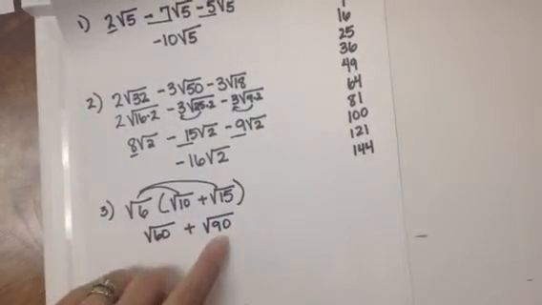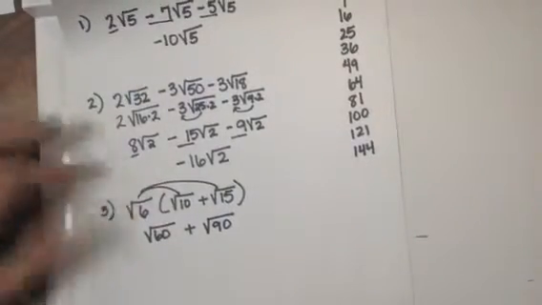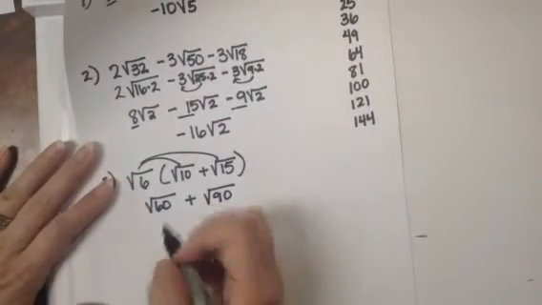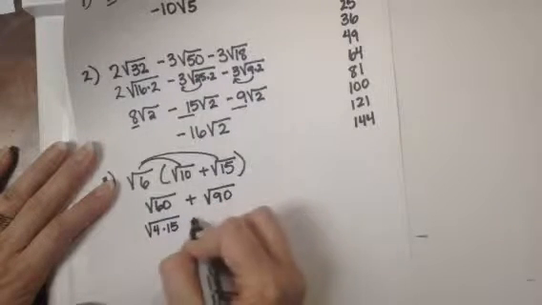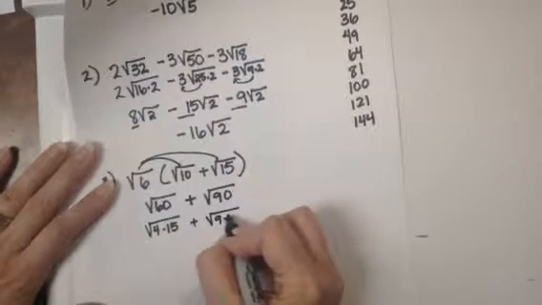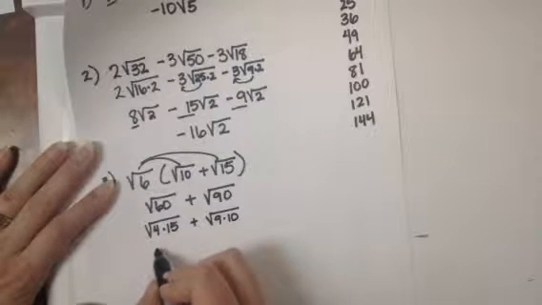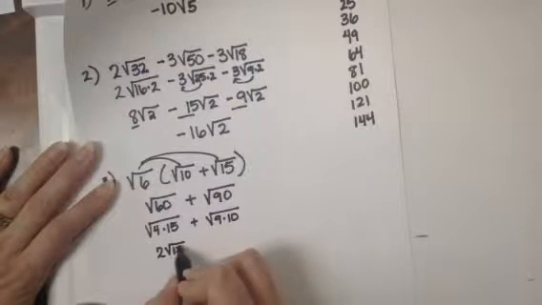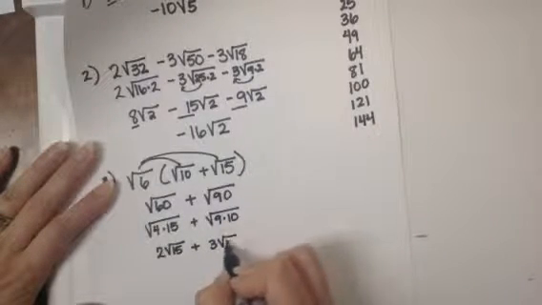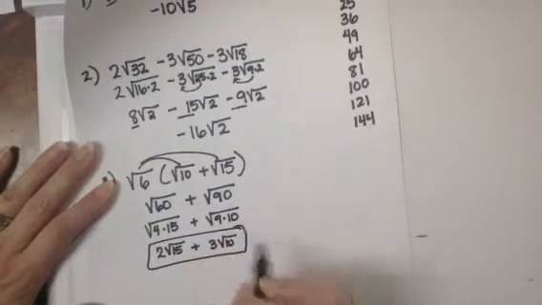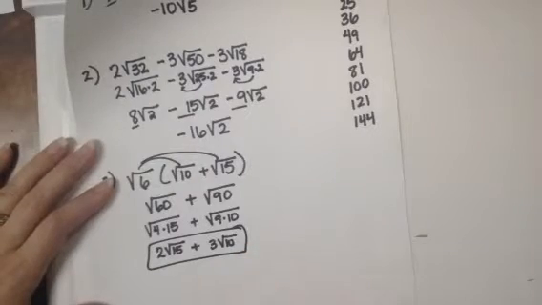And then I check to see if these can be simplified like I've done before. Again, I've got my perfect squares list. This is going to be 4 times 15 plus this one's going to be 9 times 10. Square root of 4 is 2. Leave the 15 under there. Square root of 9 is 3. And then leave the 10. That would be my final. I cannot add these. They are not like radicals. Alright, let's move on to where we would have to FOIL.